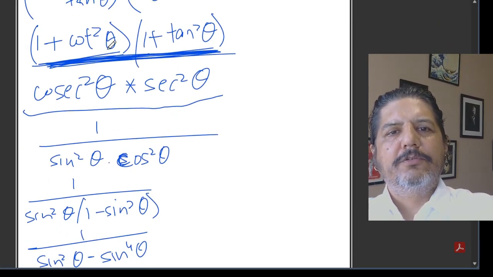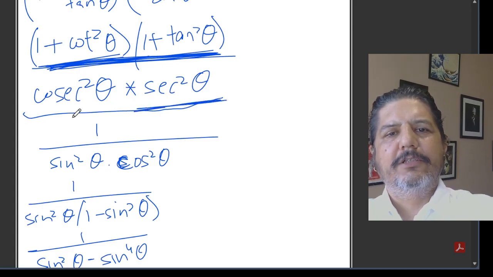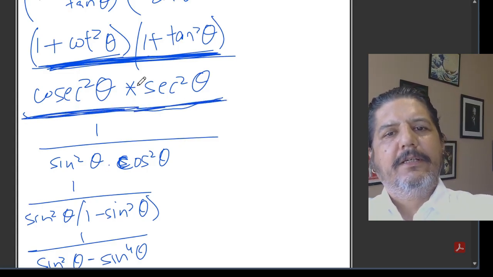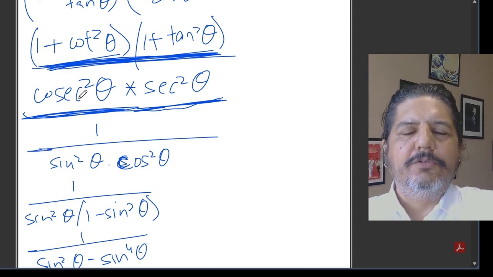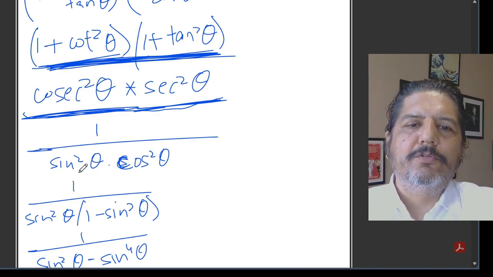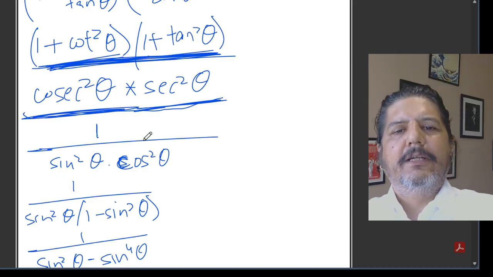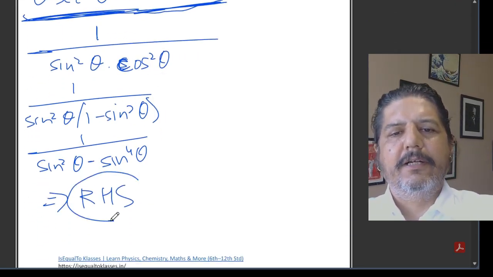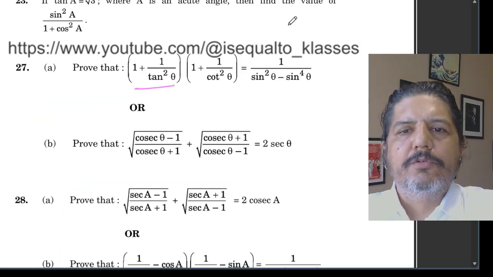Then I realized 1 plus cot²θ is equal to cosecant²θ, and 1 plus tan²θ is equal to secant²θ. And then when I looked at the right hand side, I understood that this cosecant² has to be written in the form of sin². So I wrote it as 1 upon sin²θ cos²θ. And then a manipulation of cos²θ, and finally I had the right hand side. Hope this is making sense. And let's move to the next question.